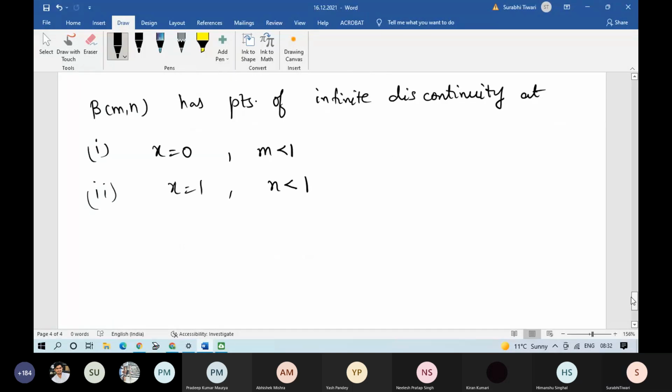नाउ हम दोनों मान लेते हैं, let m be less than 1, n less than 1 and c belongs to (0,1), then हमारा बीटा m,n क्या हो जाएगा?